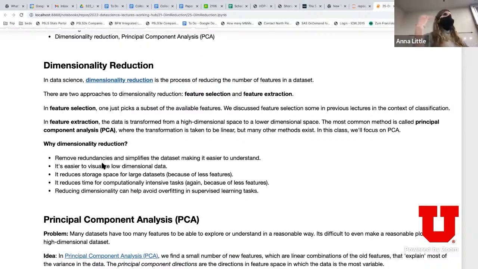We also want some way of visualizing our data. If we have thousands and thousands of features, we can't make a plot of that. We would like to be able to make a plot where we can try to visualize the data.